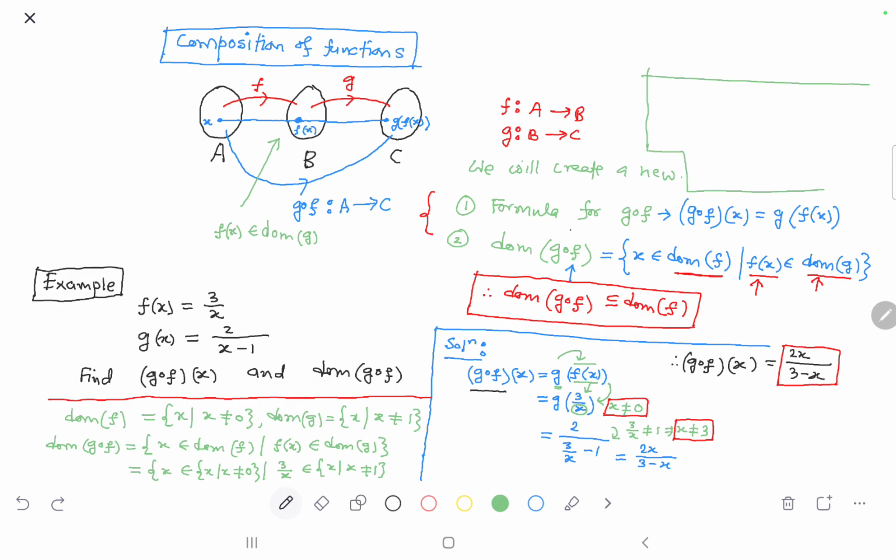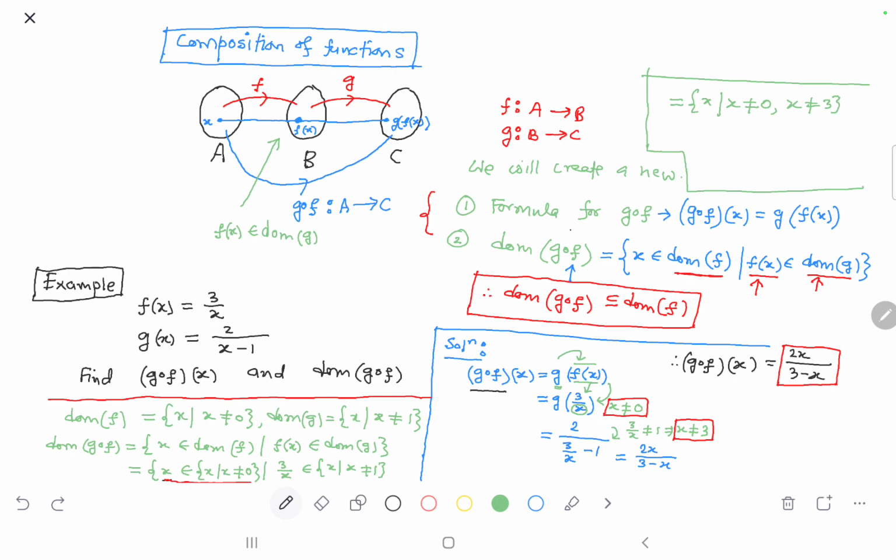Right. Should I write here, in this place? Yeah, it's okay. All right. So let me write here. So look at this. We have to take those real numbers which are non-zero and 3 over x not equal to 1, right? So two restrictions. So what we are getting? We are getting those real numbers x: from the first condition, x not equal to 0, and from the second, x not equal to 3, right?